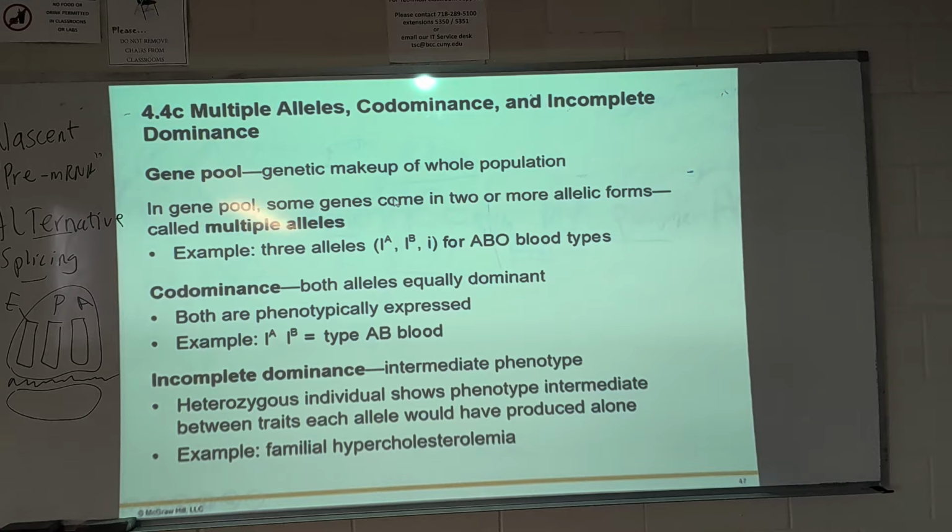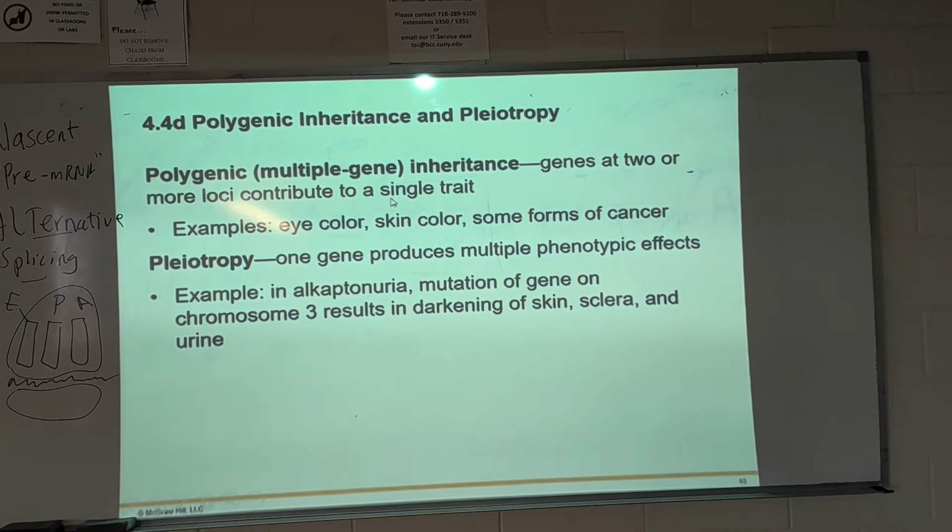Multiple alleles, codominance and incomplete dominance. We're going to talk more about that in the circulatory system. So polygenic or multiple gene inheritance, we have genes at two or more loci. So you have eye color, skin color, and some forms of cancer. And pleiotropy is when one gene produces multiple different phenotypic effects. And that's in a disease known as alkaptonuria. In alkaptonuria, you have a mutation of the gene on chromosome 3 that results in a darkening of the skin, sclera, and the urine.